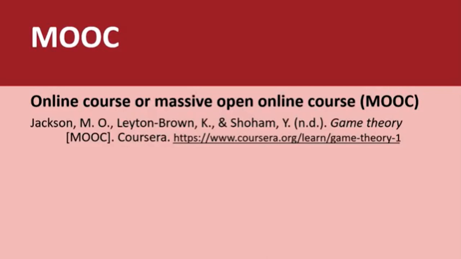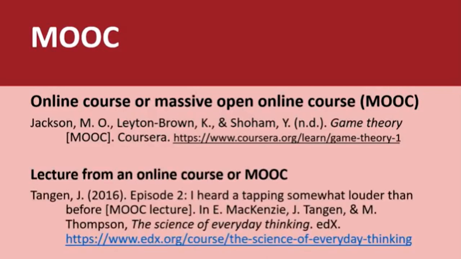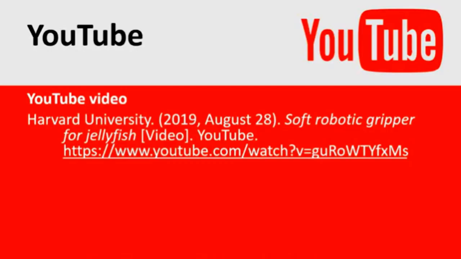But if you are not referring to the whole MOOC, just a single lecture in an online course or MOOC, then first write the name of the person who gave that lecture, followed by the year, then the title of the lecture, then in brackets MOOC lecture, then the name of the course with the URL. If it is a YouTube video, it is the same: the organization, institution or individual name, the date on which the video was uploaded, its title followed by its URL.